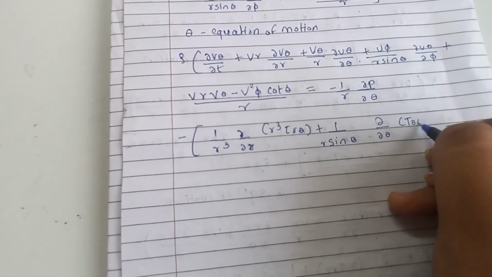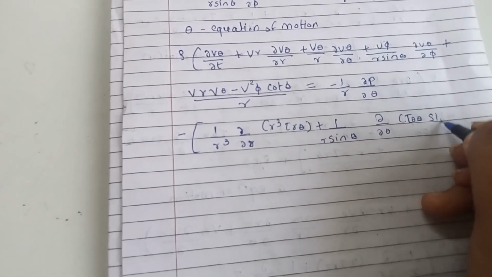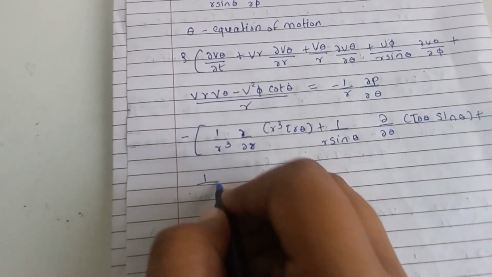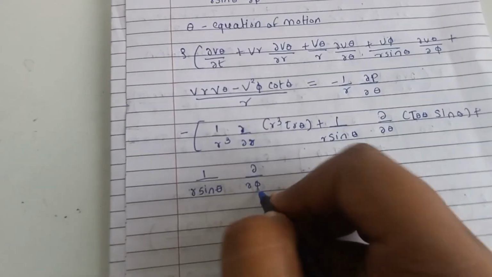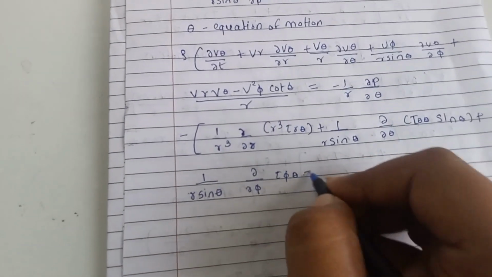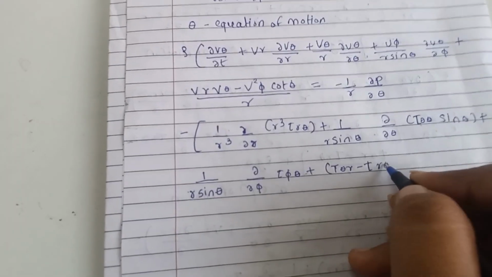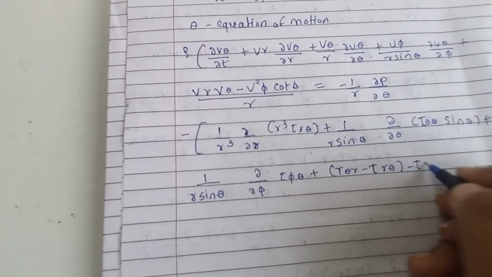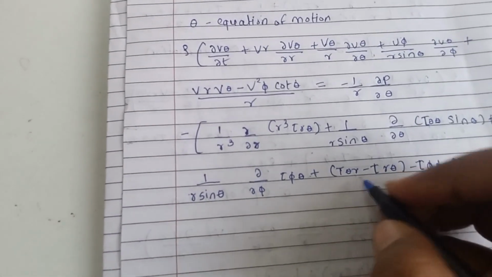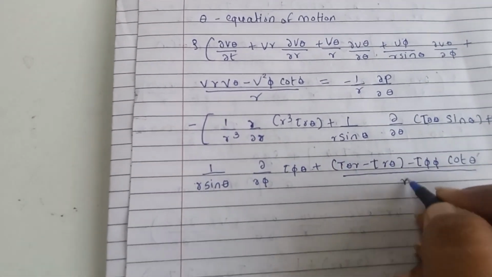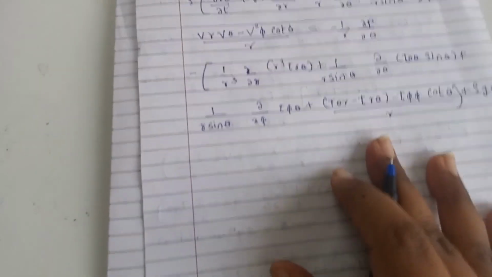This is the whole complex term that we are considering, that is minus 1 upon r cube del by del r of r cube into tau r theta, plus 1 upon r sin theta into del by del theta of tau theta theta into sin theta, plus 1 upon r sin theta into del upon del phi of tau phi theta, plus tau theta r minus tau r theta minus tau phi phi into cot theta upon r, plus rho g theta, that is the forces acting in the theta direction, as we are considering the theta equation of motion.